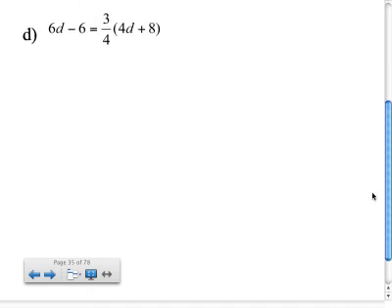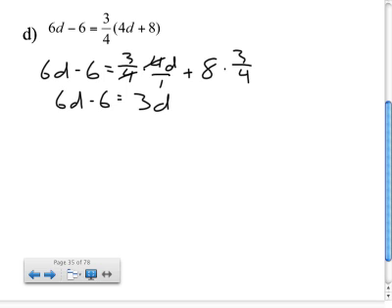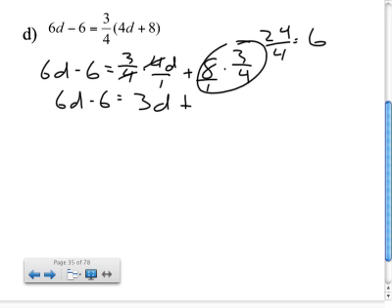And finally, example D here, or part D of the first set of examples. I'm going to go ahead and distribute here. So I have 6d minus 6 equals, distribute the 3/4 to both guys inside. So I have 3/4 times 4d over 1 plus 8 times 3 over 4. Okay, so I get 6d. My task now is to just simplify both sides. This 4 and that 4 cancel. So I get 3d plus, this is 8 over 1. So this thing right here is actually going to be 24 over 4, which is 6. And now we're right back to square one. Subtract the smaller variable.